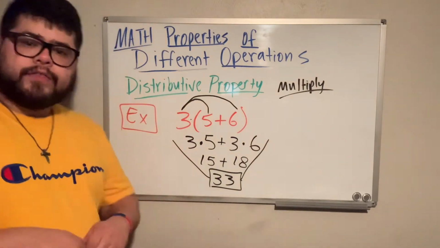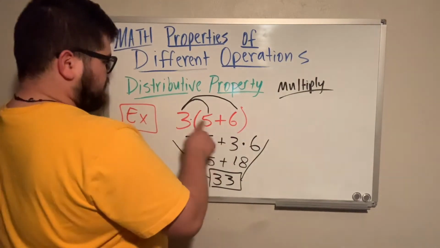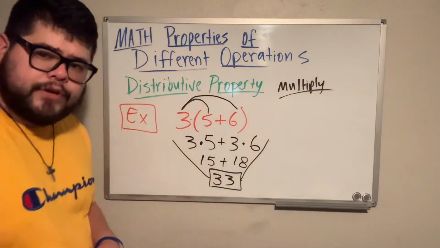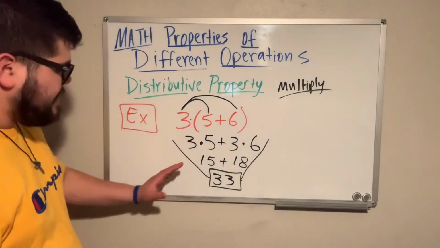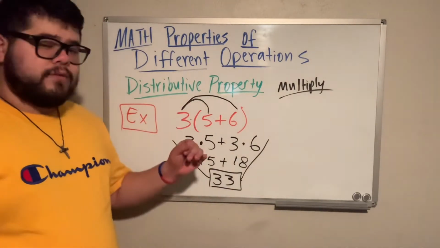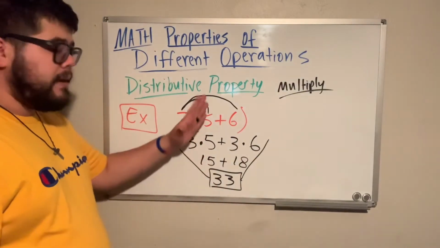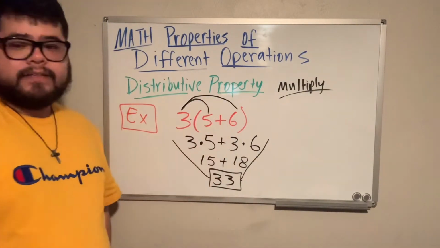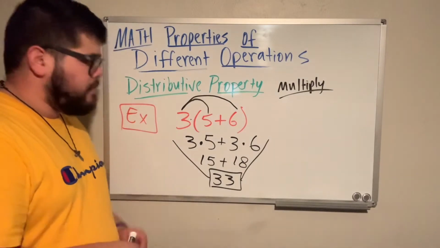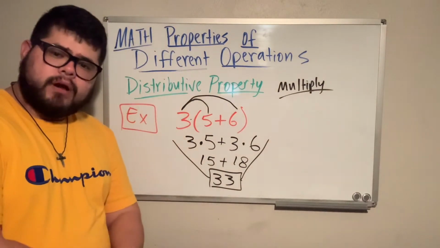We would have also got 33 if we did 5 plus 6, got 11, and 3 times 11. But the reason we're learning the distributive property this way first, and we're going to go to our next examples, is because we won't always be able to simplify the inside using PEMDAS. So we have to use another method. In this case, the distributive property method.